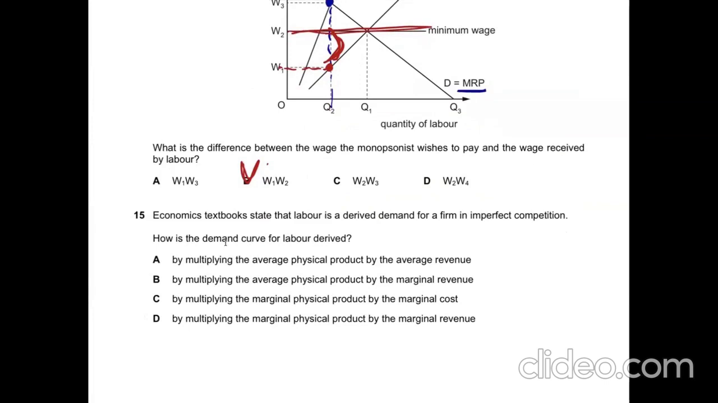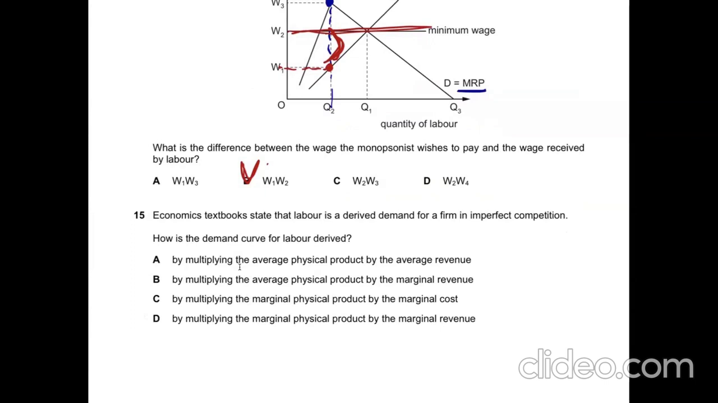Economics textbooks state that labor is a derived demand for a firm in imperfect competition. How is the demand curve for labor derived? Derived demand means labor demand doesn't occur by itself. It has to come from the product demand that the laborers can produce.